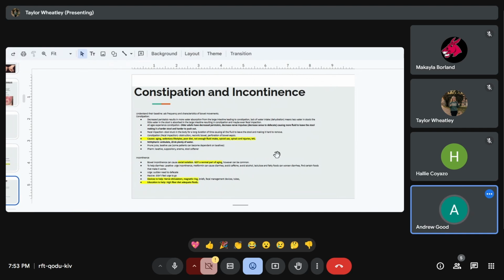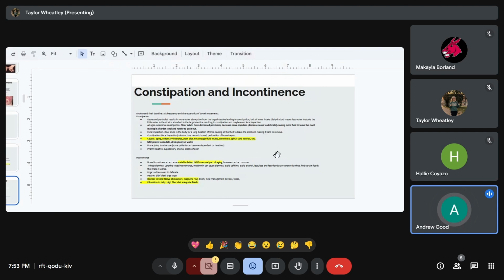Things to take note of that increase your risk of constipation, or causes that could be contributing to constipation, are aging, sedentary lifestyle, poor diet, lack of fluid intake, opioid use, spinal cord injuries, and MS. Some good interventions that are non-pharmacological: ambulation and drink plenty of water. Those are all great. And then pharmacological, you want to do laxatives, suppositories, enemas, stool softeners, anything to help a stool pass.